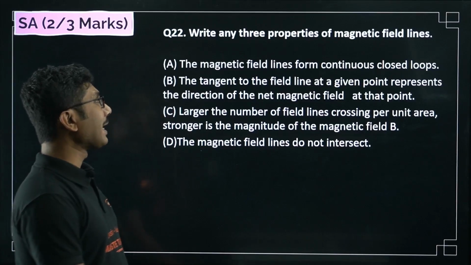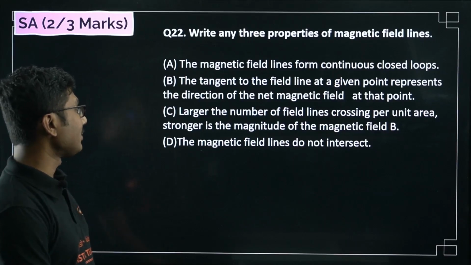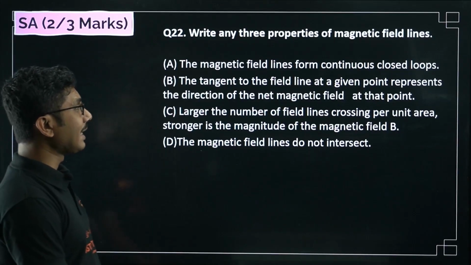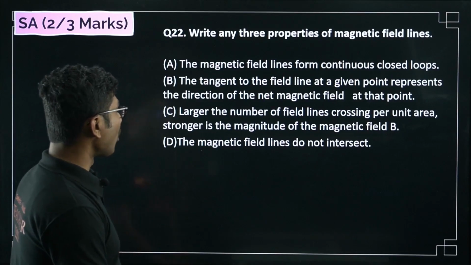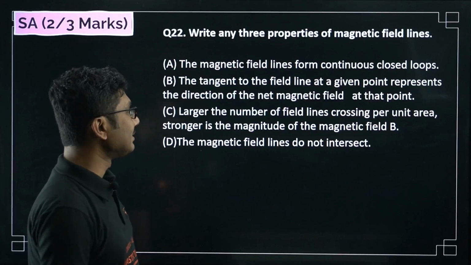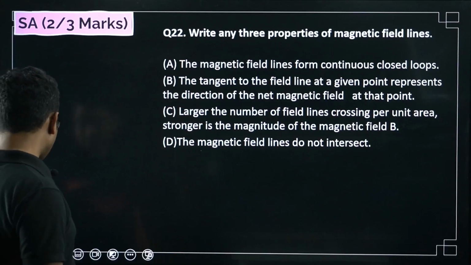The tangent to the magnetic field line drawn at a given point represents the direction of the net magnetic field at that point. The larger the number of field lines crossing per unit area, the stronger is the magnitude of the magnetic field B. The magnetic field lines do not intersect. Very common point, all the students' favorite point.